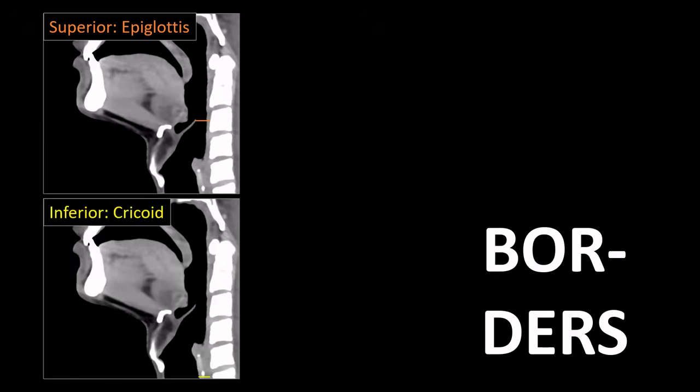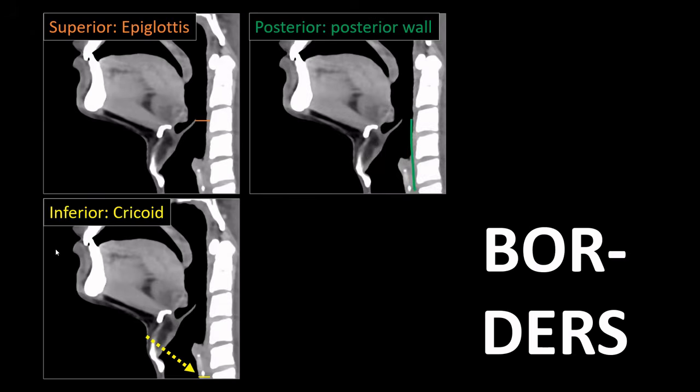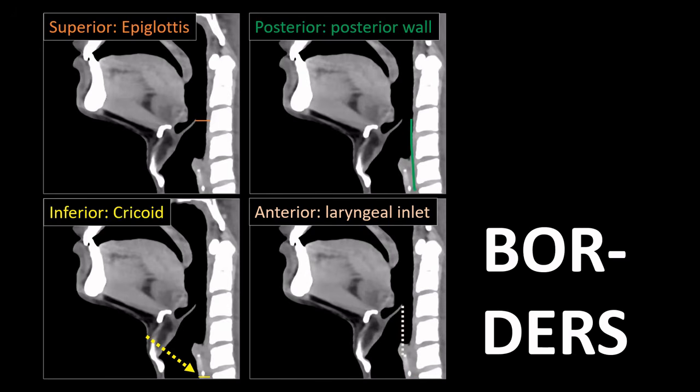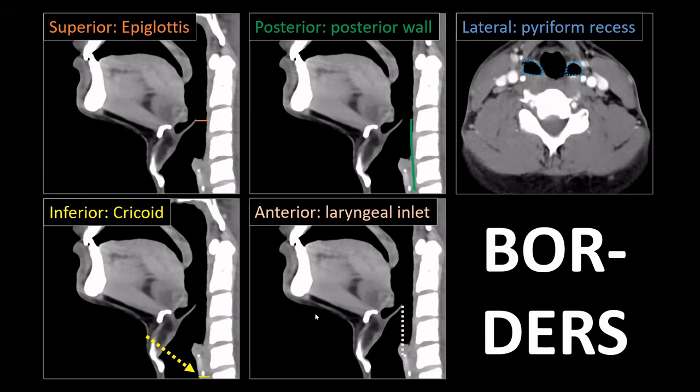As already said, the superior border is the tip of the epiglottis belonging to the larynx, and the inferior border is the inferior surface of the cricoid cartilage. And here this arrow helps you see it because it's located quite inferiorly on this image as well. The posterior border is formed by the posterior hypopharyngeal wall. The anterior border is formed by the laryngeal inlet, so basically the opening from the hypopharynx to the larynx, and this kind of explains why laryngeal and hypopharyngeal anatomy are often discussed together.